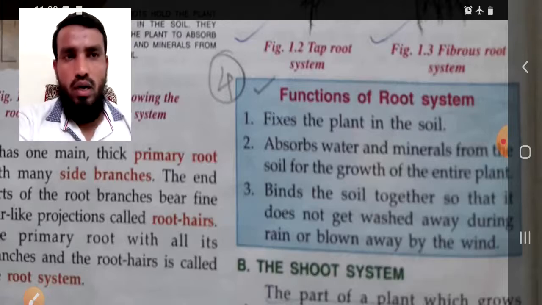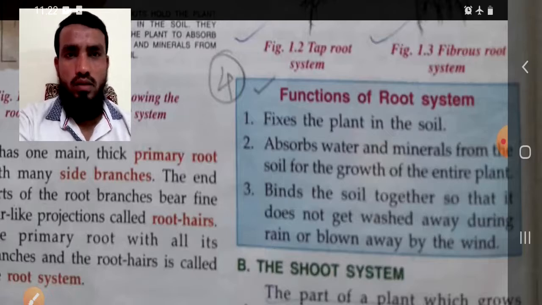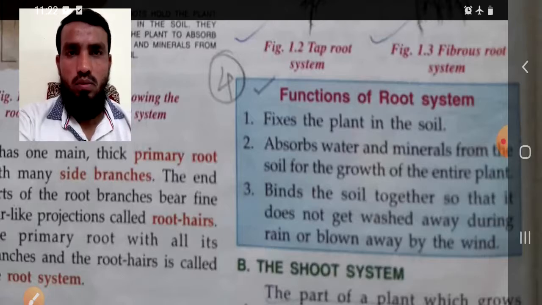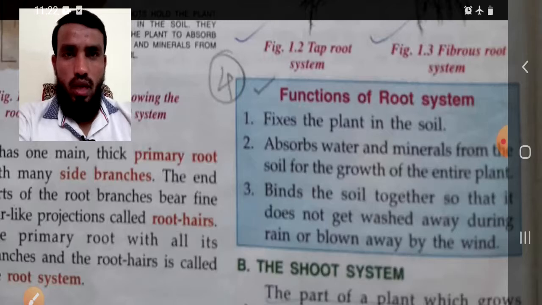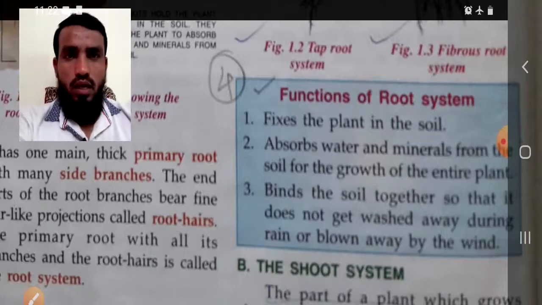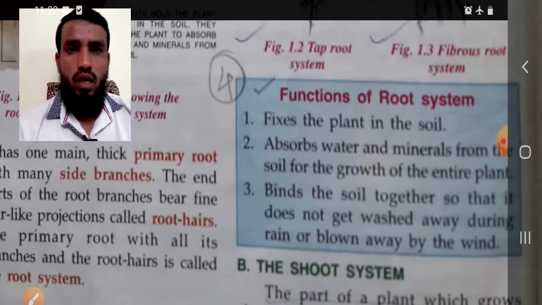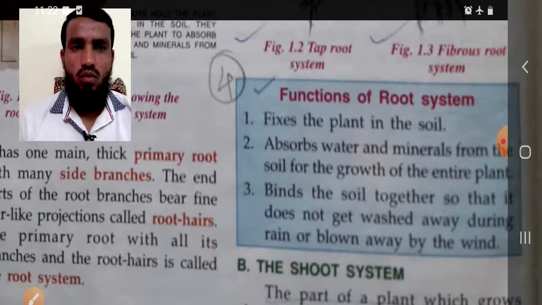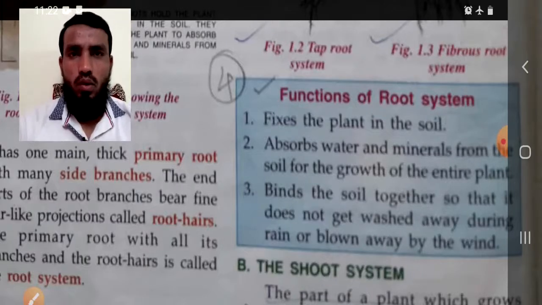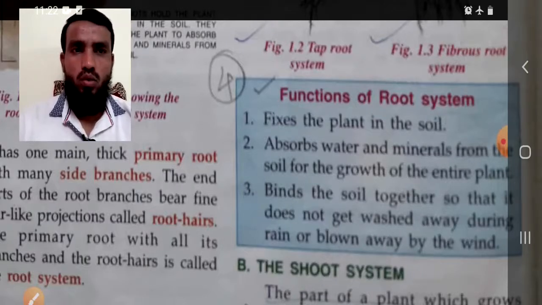Number two, absorb the water and minerals from the soil for the growth of the entire plant, because water is one of the important things for the plant. Without water the plant cannot survive. So the roots are also helping the plant by absorbing the water from the soil, and it is provided to each and every part of the plant. So all parts of the plant will get the water. That is also one of the important things that is done by the roots.